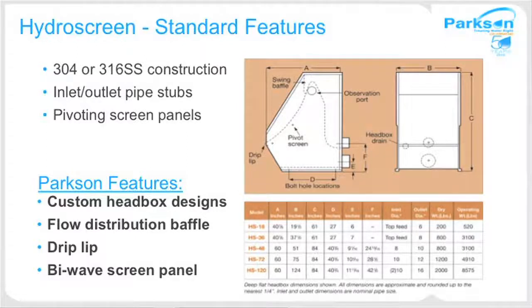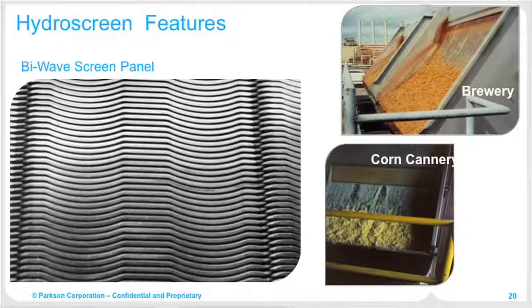Some of the important Parkson features that nobody else offers is custom headbox design for different applications. We have a flow distribution baffle that I discussed that evenly distributes water over the screen media. We have a drip lip which allows drier solids to be discharged. And we have the bi-wave screen panel, which is very important, that basically cuts down the resistance while the flow is moving down on the screen media compared to a straight Wedgewire design, and increases the hydraulic capacity.